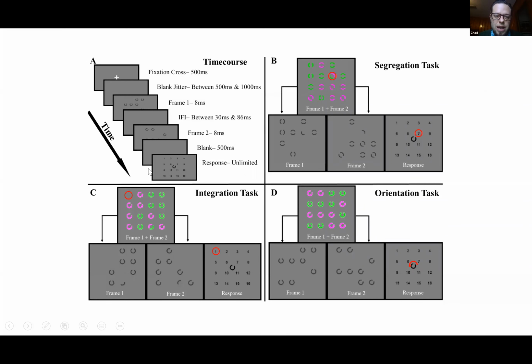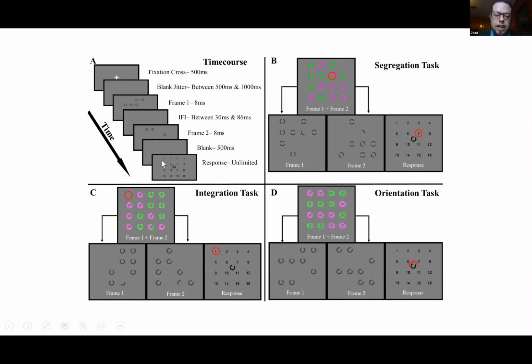In A, that's the time course. We built a custom PC. I shouldn't say I built it; my wife actually built it. My wife is a computer scientist, so she helped us. We built this machine where we have a 250 hertz frame rate, and we verified that and benchmarked it with independent software. We can get down to 4 milliseconds a frame. So we used 8 milliseconds for frame 1, 8 milliseconds for frame 2, and then varied the interframe interval between 30 and 86 milliseconds in 8 millisecond steps.